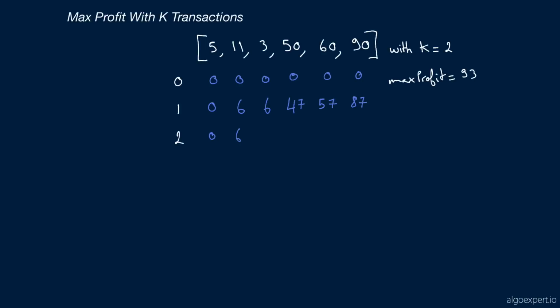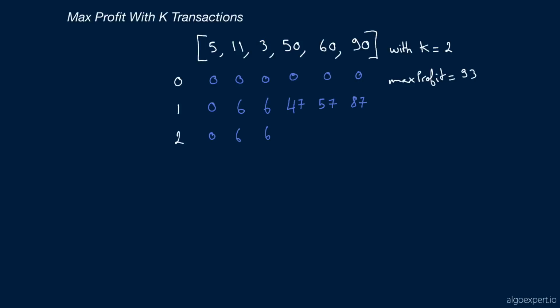And then we move on to this next one. Once again, here it's going to be $6. Simple enough. And now this is where things change. We're at this 50. Here, not only can we make $47 by buying at 3 and selling at 50, but since we have a second transaction, we can also make $6 by buying at 5 and selling at 11. Recall that we cannot hold the stock that we buy at 5 all the way to the 50 if we want to buy another one at 3.